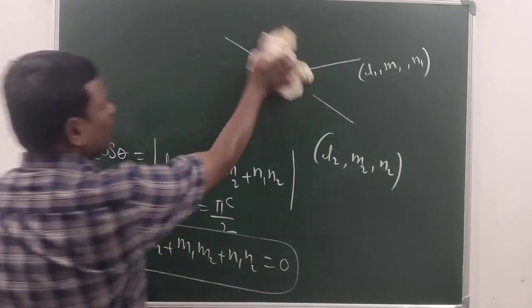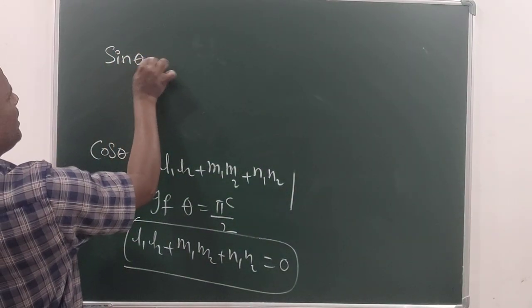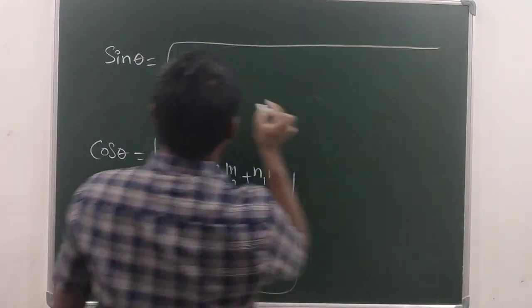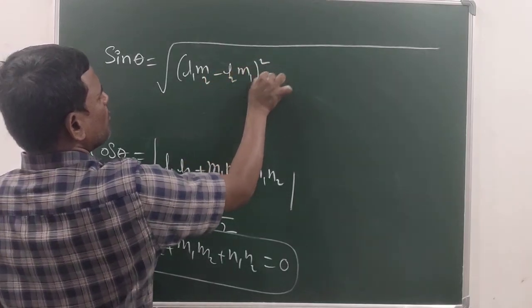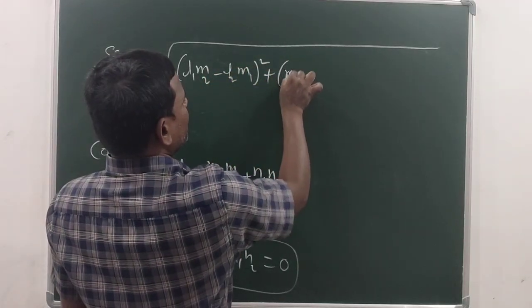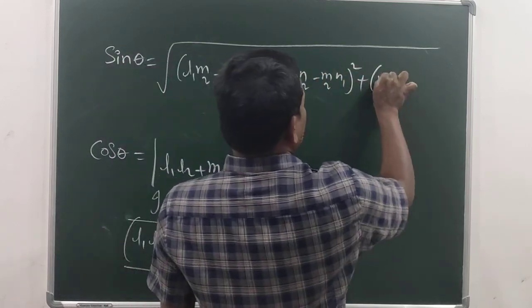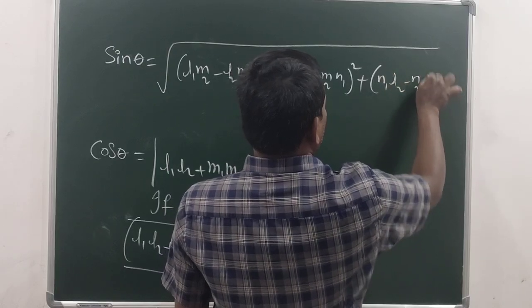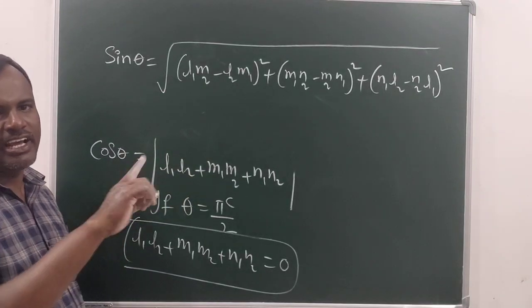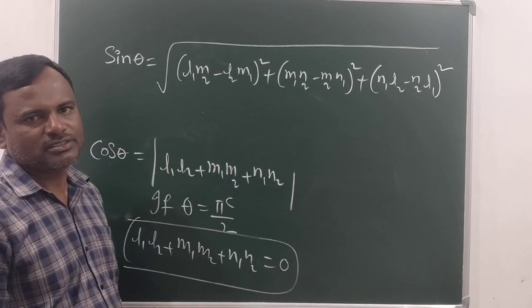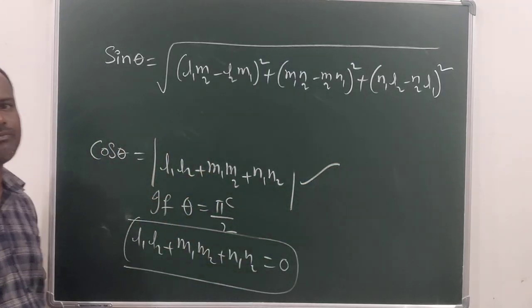So suppose you want to find sin theta, you can apply this formula. Sin theta is equal to square root of (L1 M2 minus L2 M1) whole square plus (M1 N2 minus M2 N1) whole square, and here (N1 L2 minus N2 L1) whole square. If you apply this formula, you will get the sine of the angle between the two lines. If you want cos theta, use this formula. If you want sin theta, use this formula.